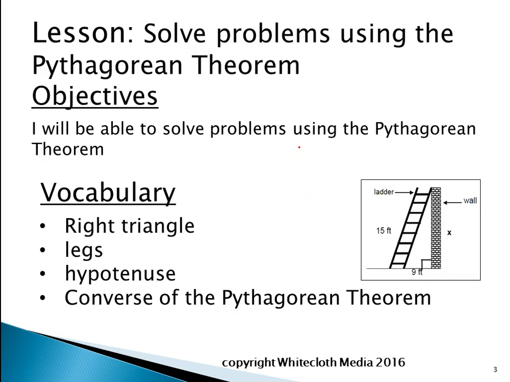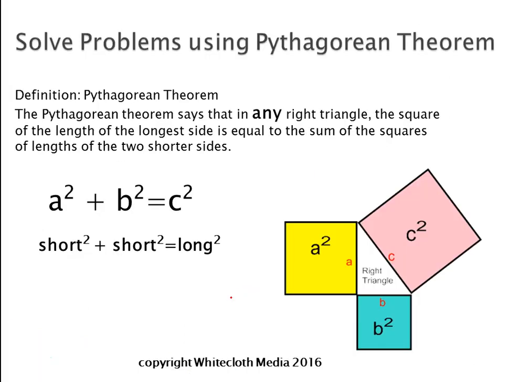Again, here's our objective: using the Pythagorean theorem to solve problems. Vocabulary: right triangle, legs, hypotenuse, and we're going to use the converse a little bit to solve them as well. Quick review. The Pythagorean theorem says that in any right triangle, the square of the longer side is the sum of the squares of the 2 shorter sides. Remember, short squared plus short squared equals the long one squared.